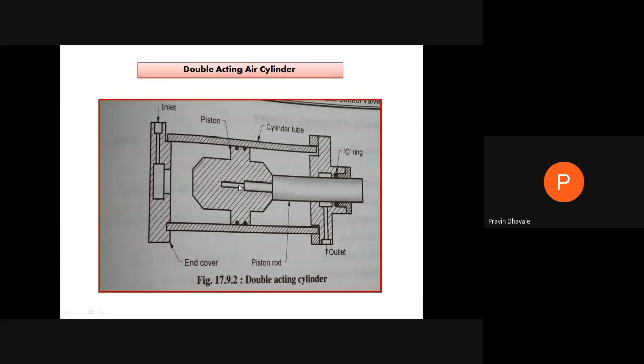So in the case of a double acting air cylinder, we have two ports, one on either side of the piston, right?